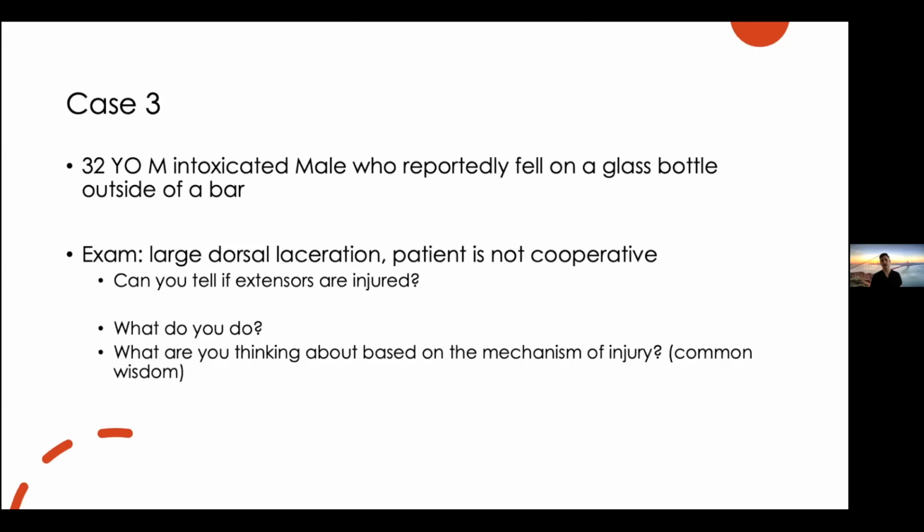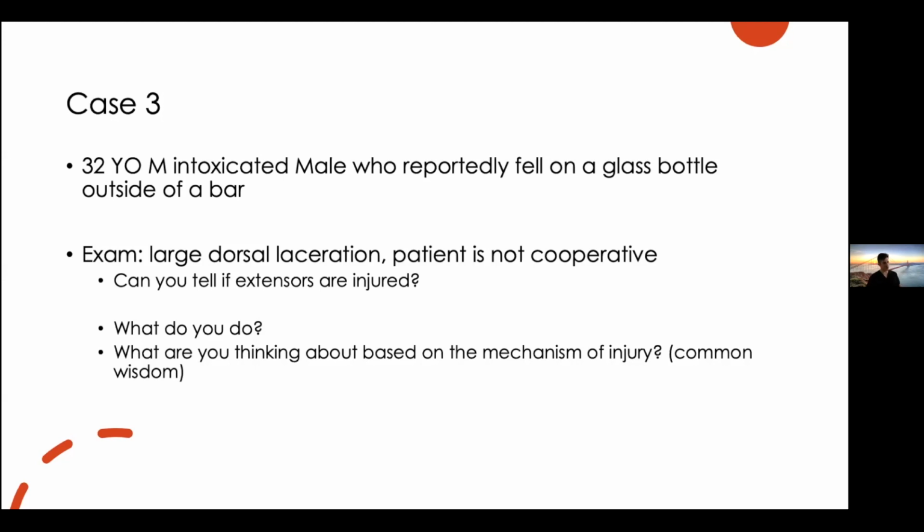If you've got a glass injury, you can be sure that there is a bunch of stuff under there that's injured. It's way worse than you think. So just keep that in mind. It's always unseen with a glass injury. It's important to consider that. So what do you do?